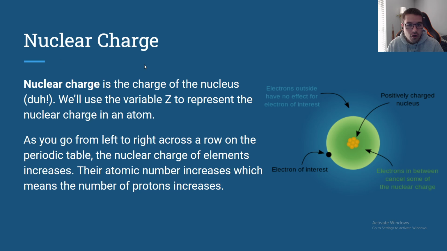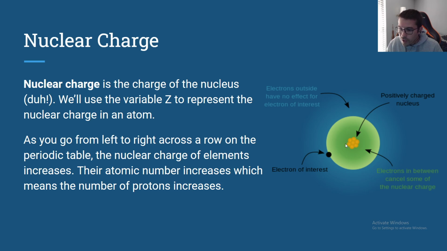is this concept of nuclear charge, okay? So nuclear charge is the amount of charge in the nucleus. Okay, duh. We're going to use this variable Z to represent the nuclear charge in an atom. Basically, guys, it's just the number of protons.